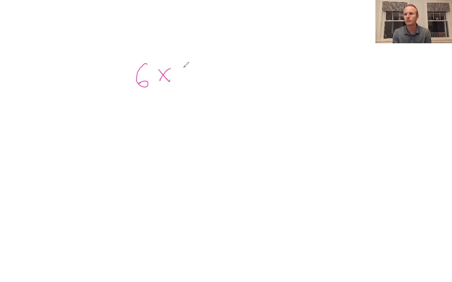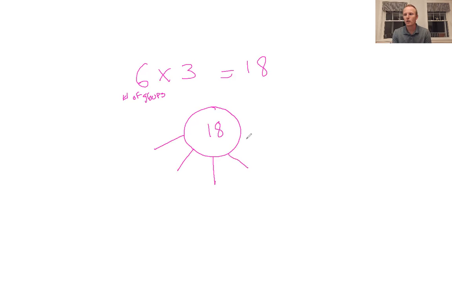We had 6 times 3 equals 18, and I'll draw a number bond for it. So 18 is my answer. That's the thing that goes in the middle, just like if you were doing an addition number bond. 6 was my number of groups, my factor that was the number of groups. And so when you do a number bond, the number of groups is like the number of branches that comes off the center here. So 1, 2, 3, 4, 5, 6. I have 6 branches or 6 groups coming off there.